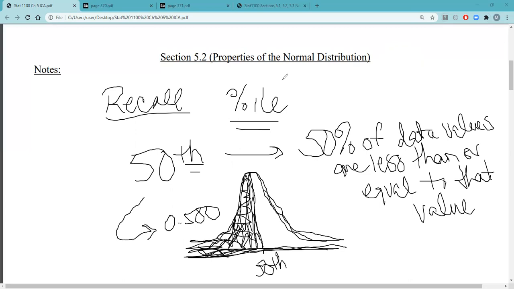And I do plan on doing more examples, but I'm going to end this video where we're at and then pick up more with the percentiles in the next video.